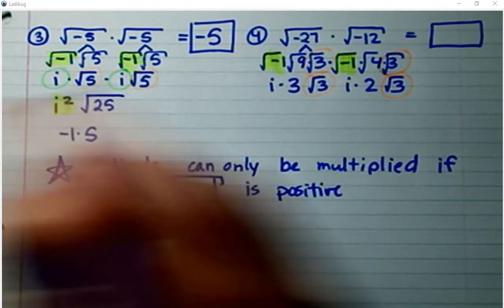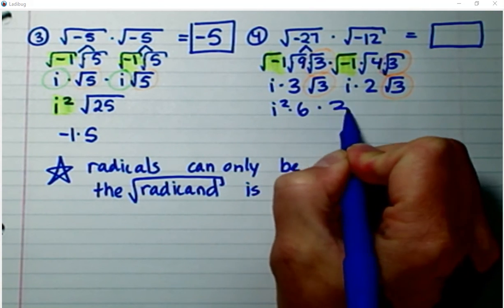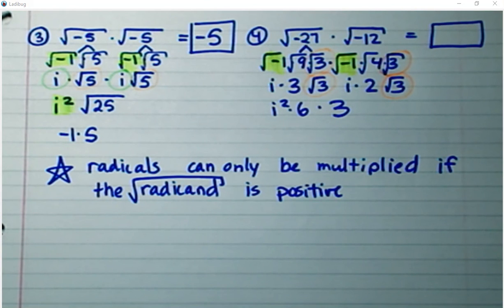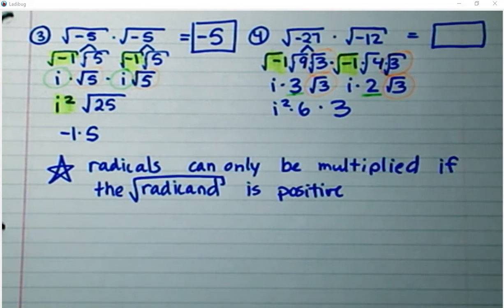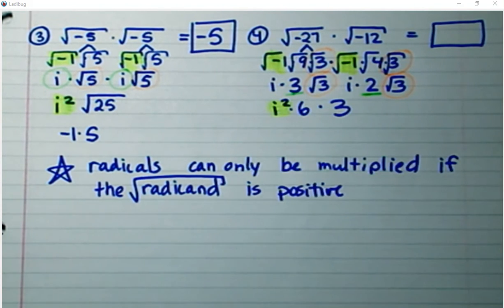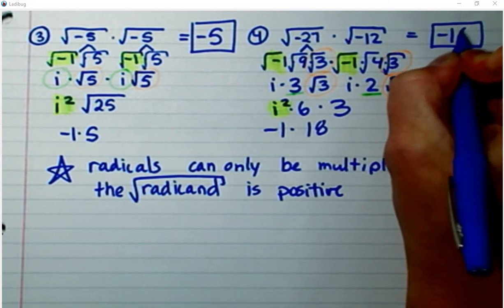Okay, so right now I've got i squared times 6 times 3. Right, because I did the radicals there. Should the i squared be negative? Hold on, we're getting there. Isn't it 3 times 2? I'm just multiplying 2 things together at a time. That's all I'm doing. All right. i squared is the definition. So that is negative 1 times 18, so it's negative 18.